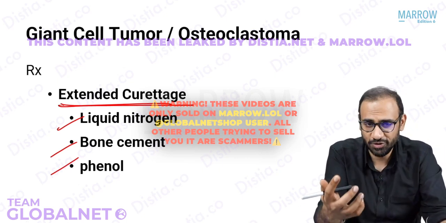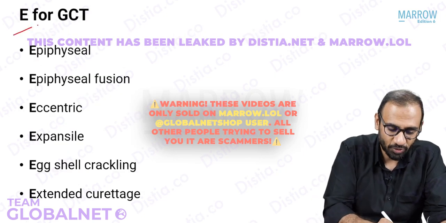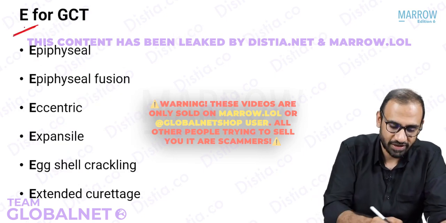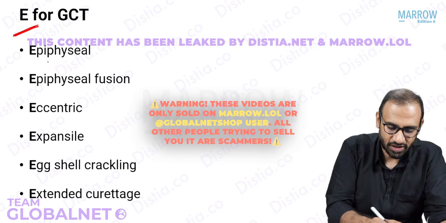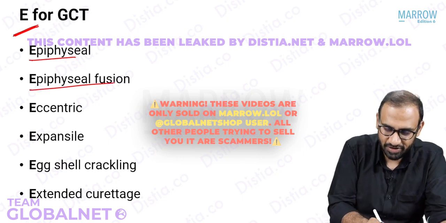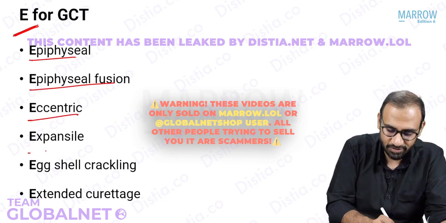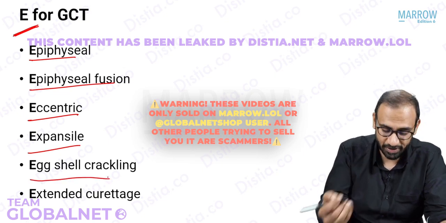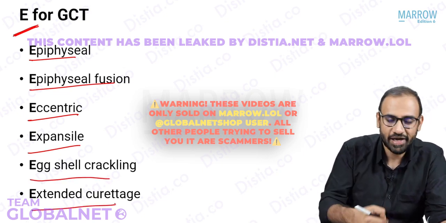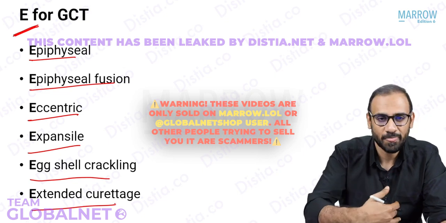So to summarize giant cell tumor, a lot of people have this simple mnemonic, that is the E mnemonic, where they say everything is E for giant cell tumor. Starts in the epiphysis, occurs after epiphyseal fusion, is eccentric, is expansile, gives you eggshell crackling appearance clinically, and the treatment is extended curettage. So E for GCT.